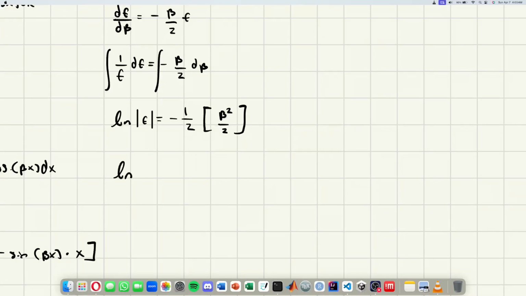So now we have ln of the absolute value of f is equal to, and I'll just multiply this 1/2 in, minus beta squared over 4.